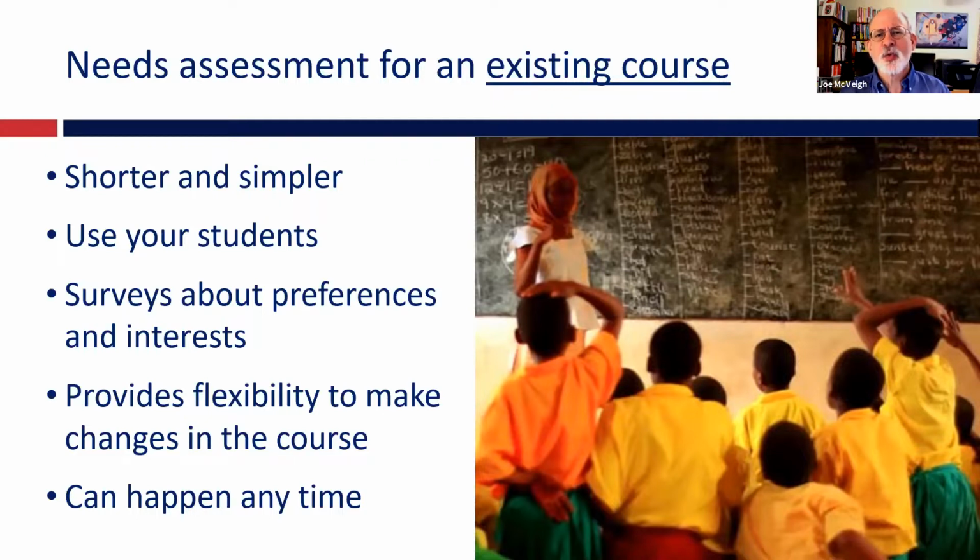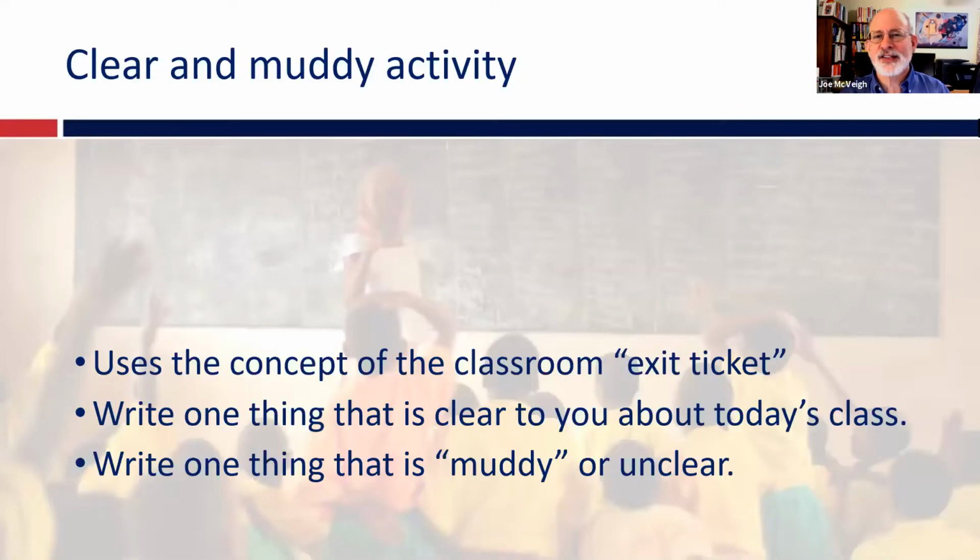So I'd like to show you one activity that's really easy to do and that can get you some very surprisingly useful information. And I call this the clear and muddy activity. The clear and muddy activity uses the concept of the classroom exit ticket. And if you'd like to learn more about exit tickets, I think that Heather might drop something in the chat about that. And the idea of the exit ticket is that you give all of your students a little piece of paper and you ask them 2 questions.